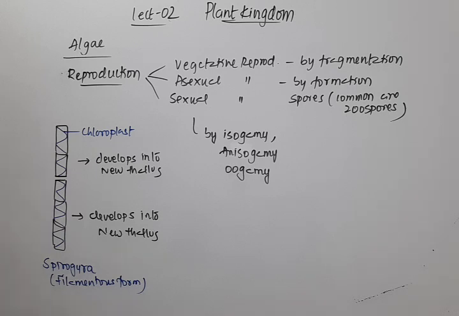We will see fragmentation taking place in a number of species. Even in case of Volvox, the colonial forms can break up and develop into new colonies. So that's how vegetative reproduction by fragmentation takes place.